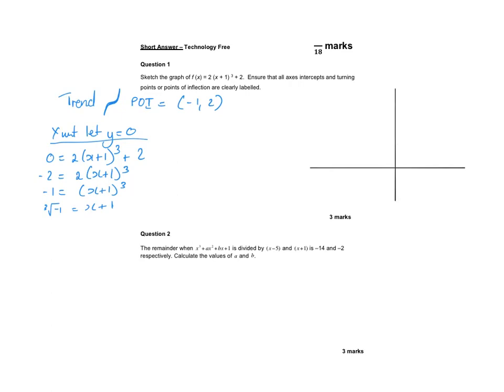Now the cube root of negative 1, a lot of people made a mistake here. The cube root of negative 1 is negative 1. And then bring the 1 across, becomes another negative 1. So altogether you've got x is equal to negative 2.